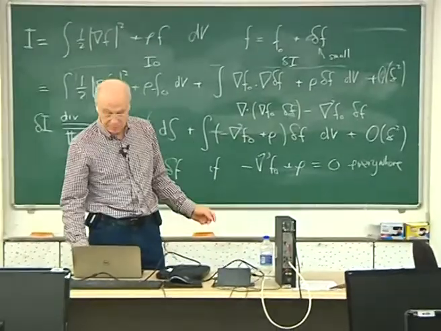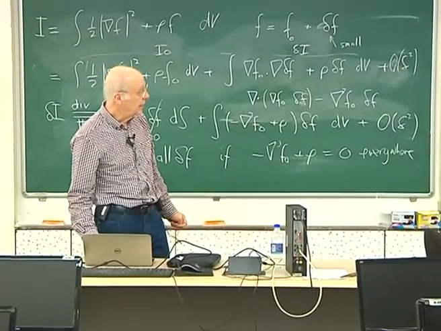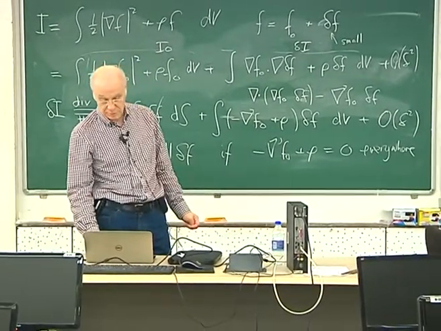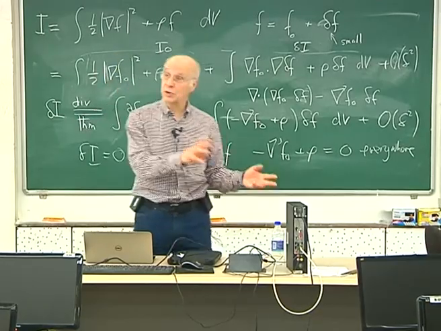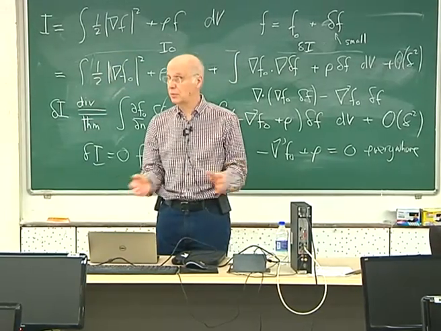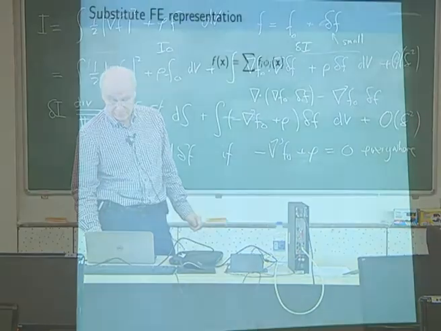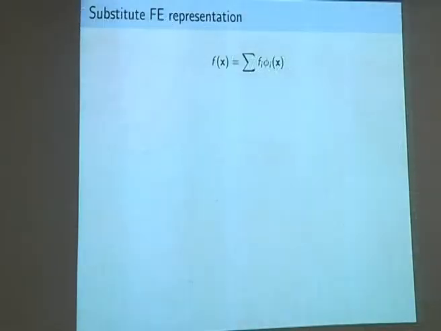So the function that minimizes that integral solves the Poisson problem. So we're not going to solve the Poisson problem, we're going to minimize that integral. So what happens is we substitute our finite element representation into that integral.